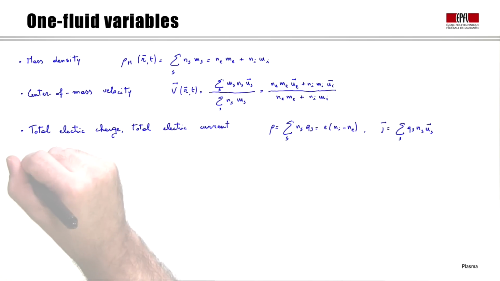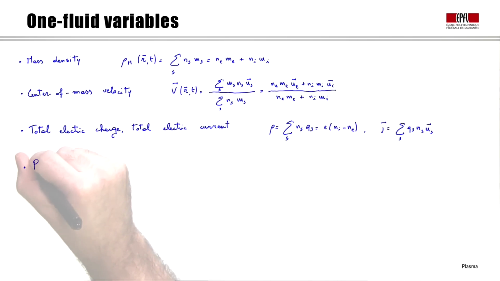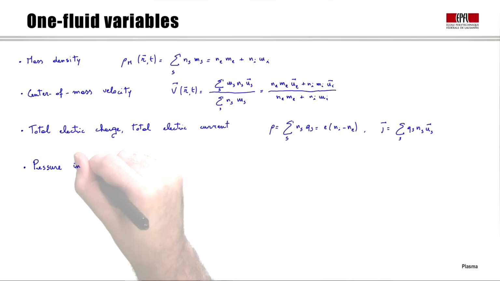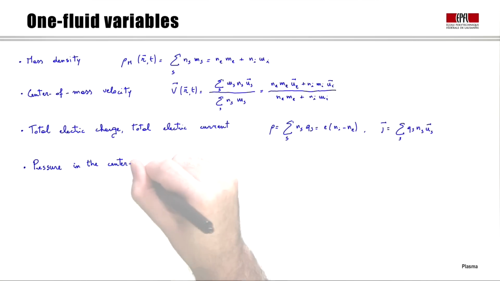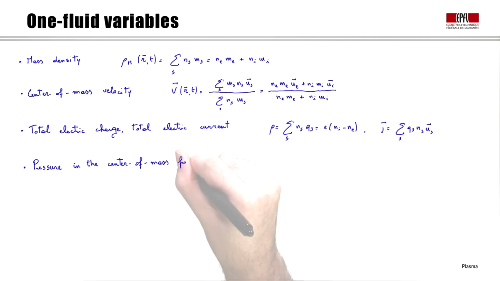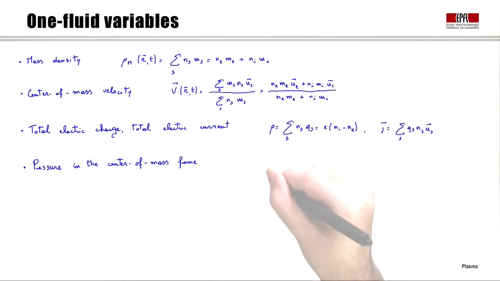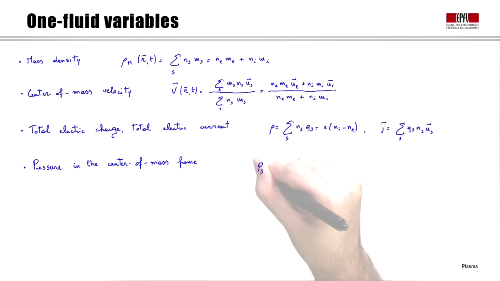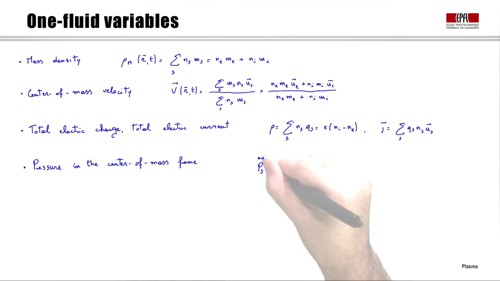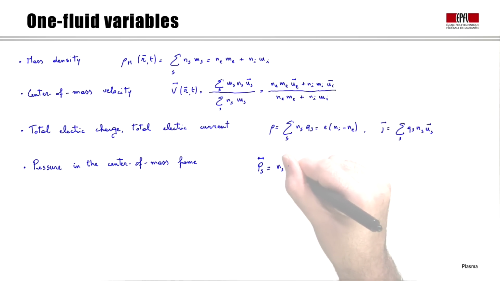The last quantity that we want to introduce is the pressure in the center of mass frame. We first define the pressure in the center of mass frame for each species. That is a tensor.